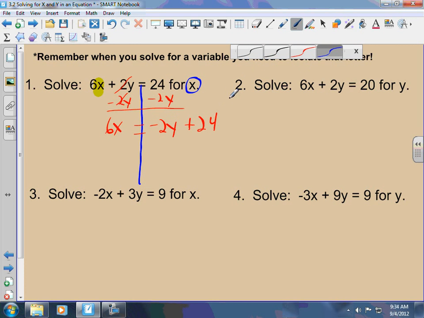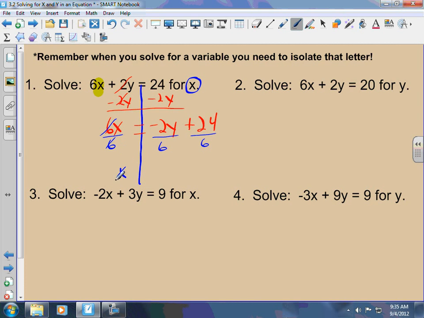Again, because we're solving for x, I need to divide by 6. And because this is going to lead us to slope-intercept form, which takes us to graphing, I want you to do it just like I did here, where you divide everything by the 6. You divide everything by the number you're solving for.